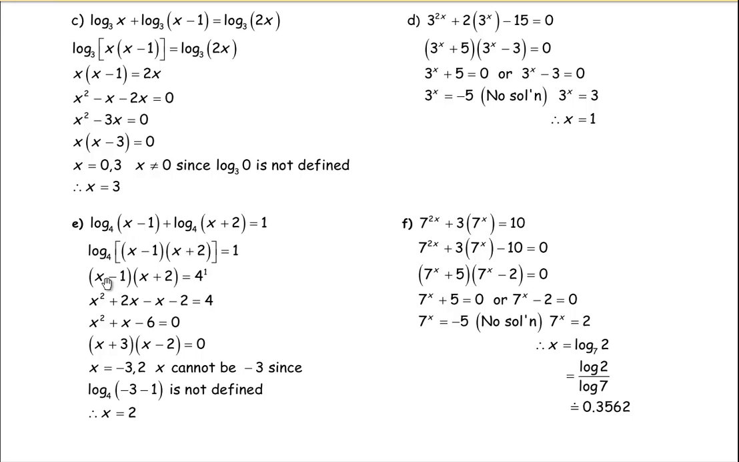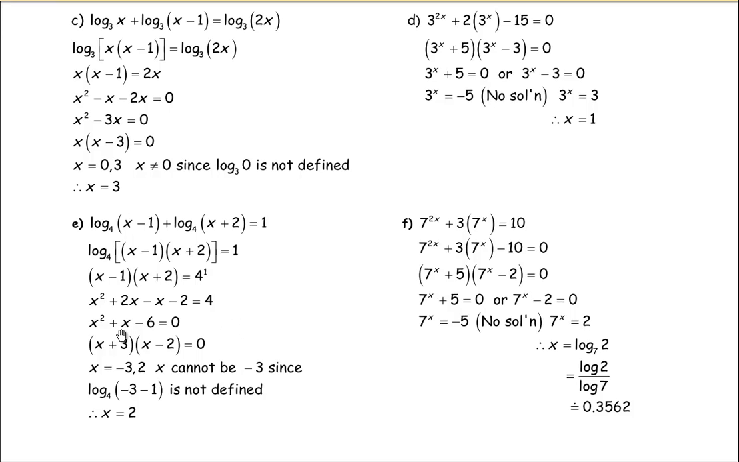And so I'm going to multiply the x minus 1 times x plus 2. X times x is x squared. X times 2 is the 2x. That would be a negative 1x and a minus 2. And 4 to the first is just 4, so 4 on the right. So I brought the 4 over. Negative 2 minus 4 would be negative 6. If I add 2x and negative 1x to get 1x. So that's the equation I have to solve.